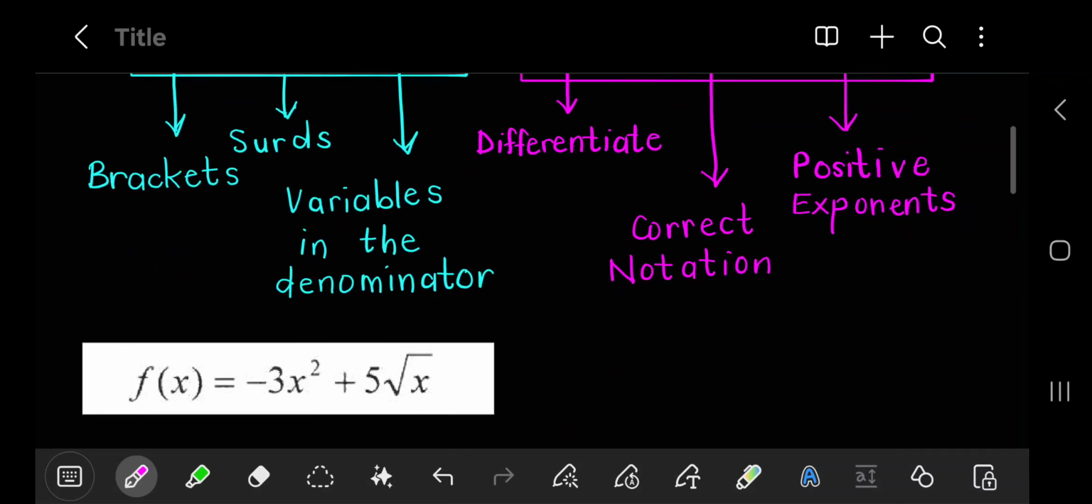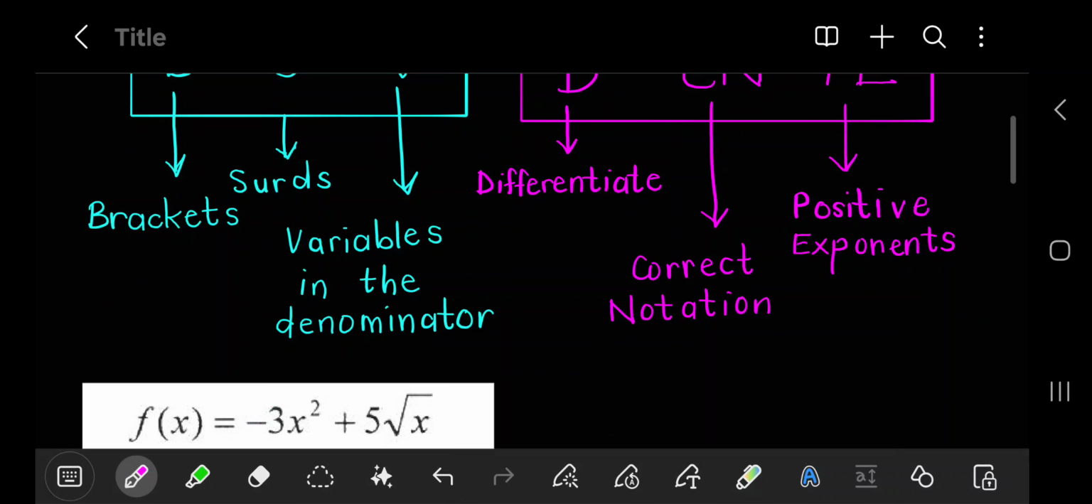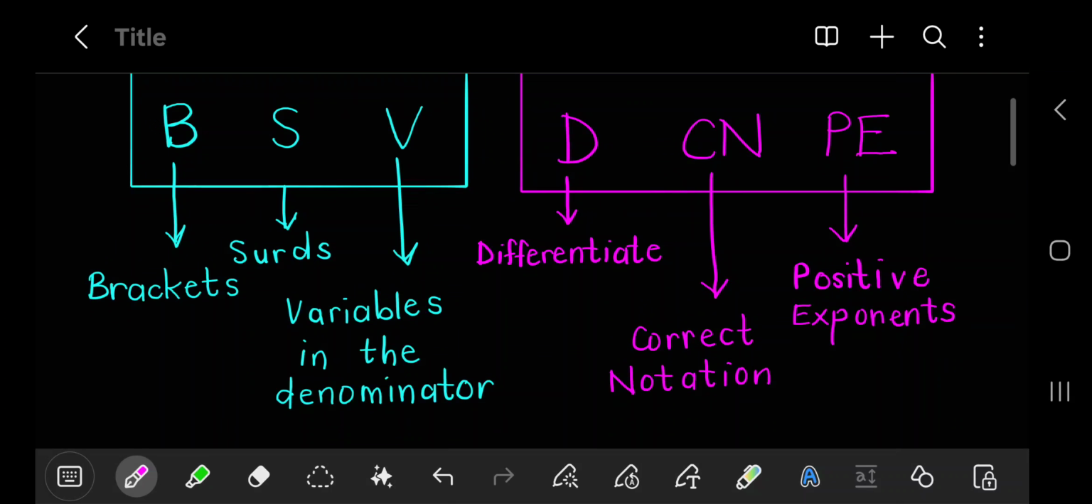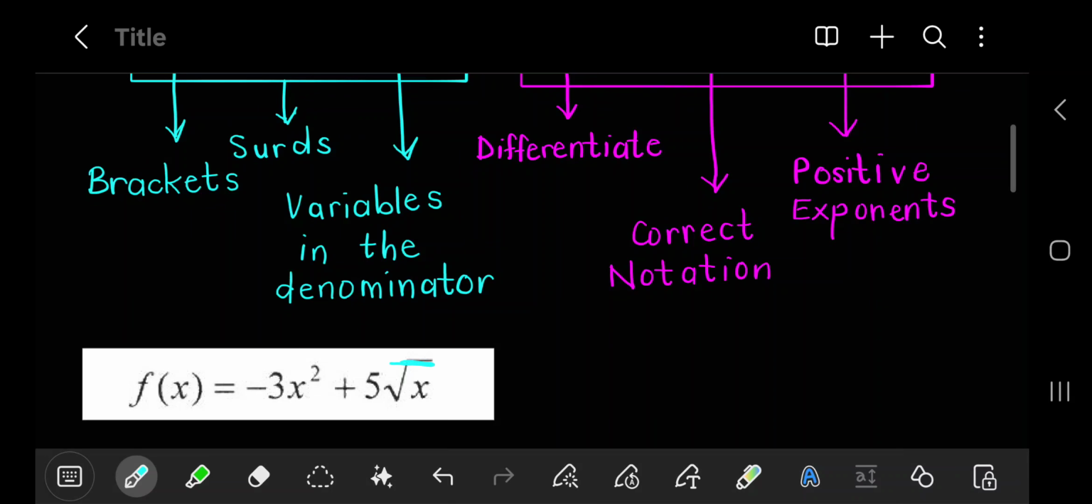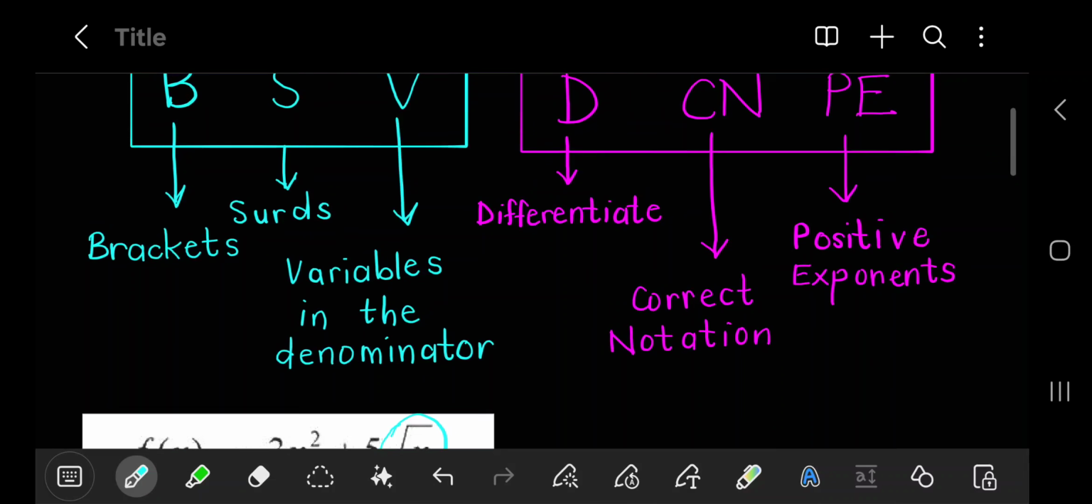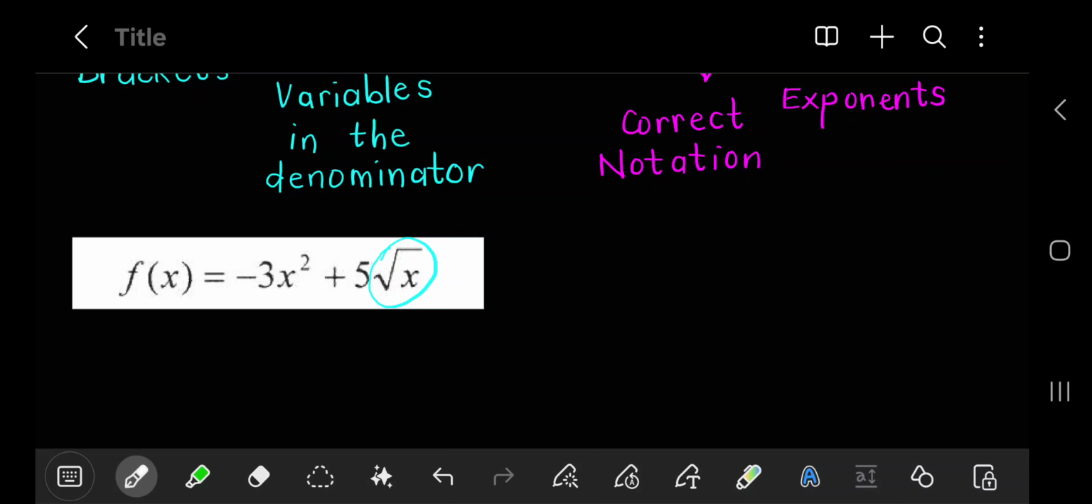So looking at the question, the first thing we check for is brackets. We don't have any brackets, so we can go on. We are now checking for surds. And we notice that we do have a surd. We've got the square root of x. So our first step is to change that surd to an exponent.